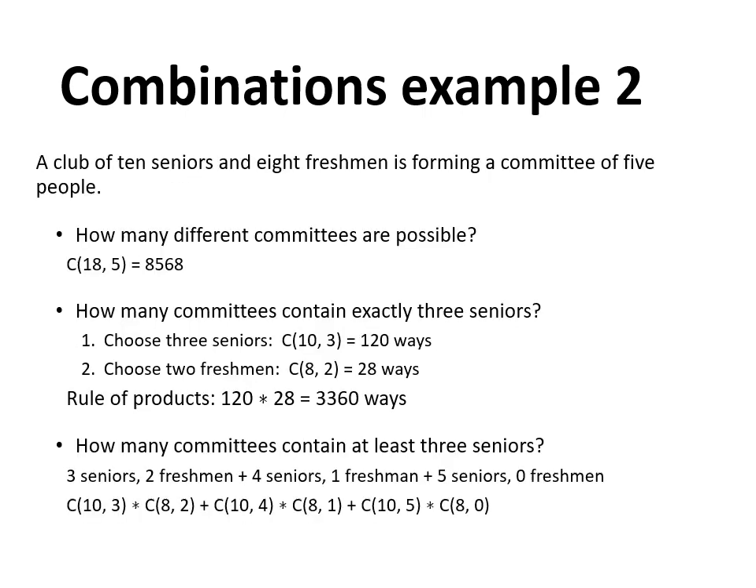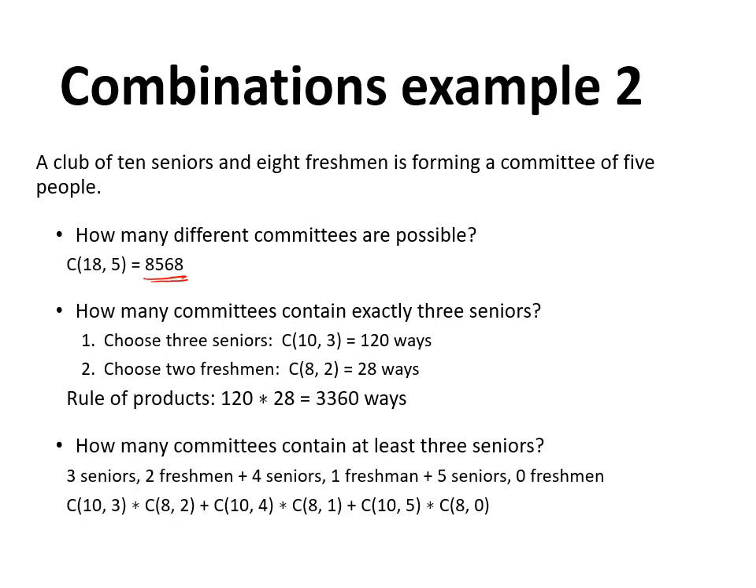Okay, let's do one more example that uses combinations. We have a club of 10 seniors and 8 freshmen, and they are trying to form a committee of 5 people. In how many different ways is this committee possible? We're choosing 5 people from 18, so that amounts to 8,568. The key thing to note here is that the order doesn't matter, and we choose any 5 people.